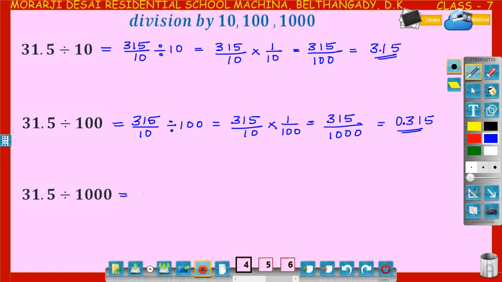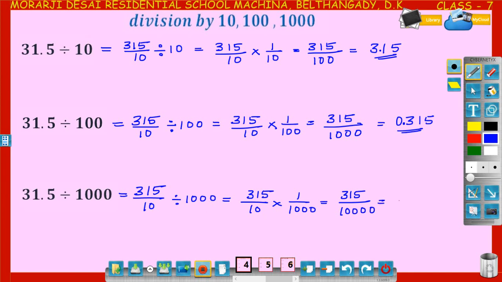Now 31.5 by 1000, that is 315 by 10 divided by 1000, that is 315 by 10 into 1 by 1000, which is equal to 315 by 10,000. Now convert into a decimal. Write the numerator as it is. Here 3 digits, but in the denominator 1, 2, 3, 4, 5 digits. So add 2 zeros here, so that it becomes 5 digits. Now there are 4 zeros in the denominator, so 4 digits after the decimal point.